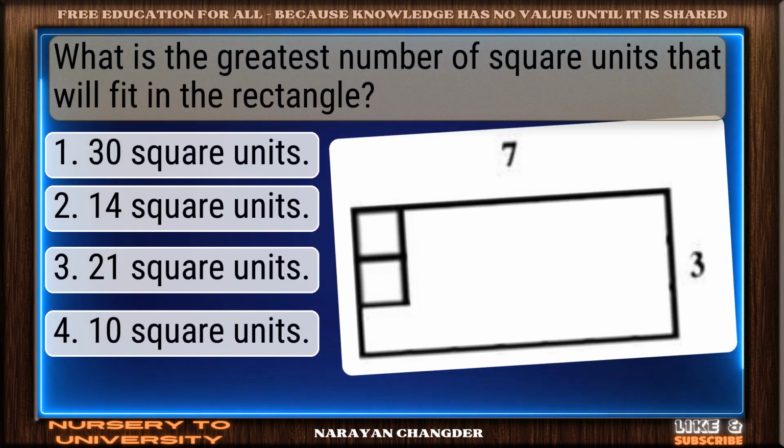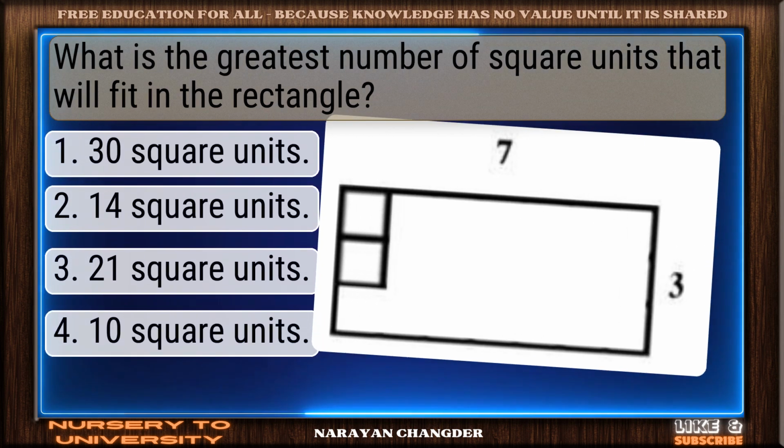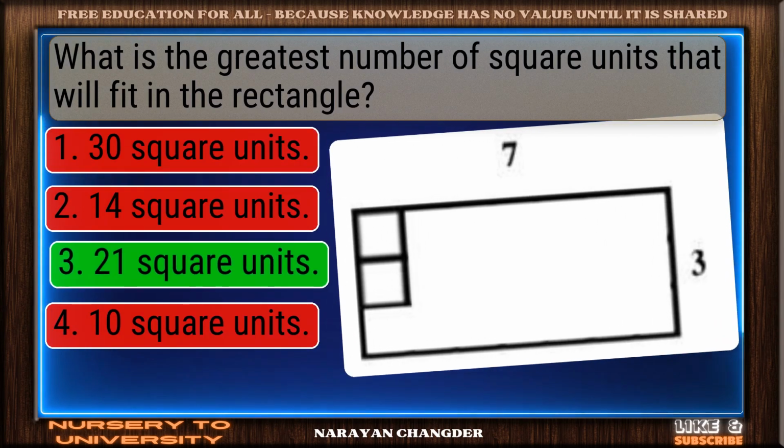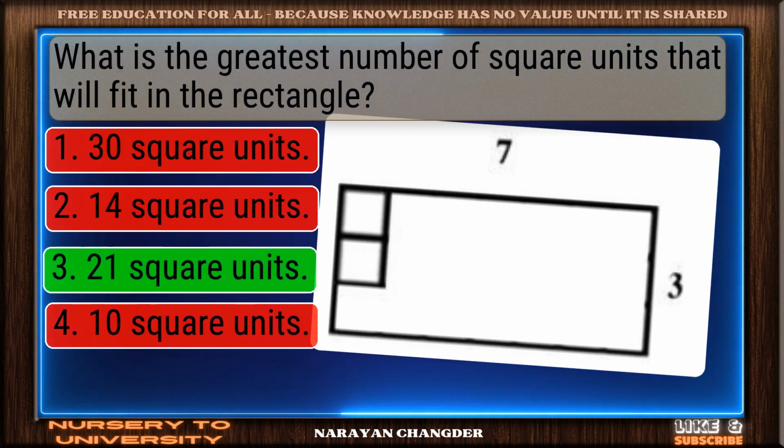What is the greatest number of square units that will fit in the rectangle? Smart move. 21 square units is an accurate answer.